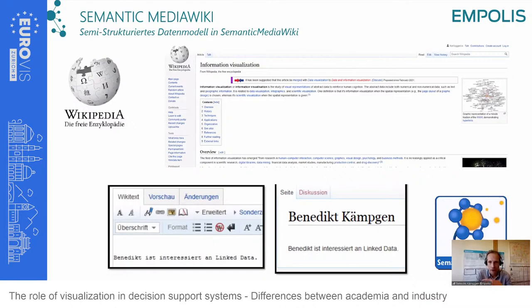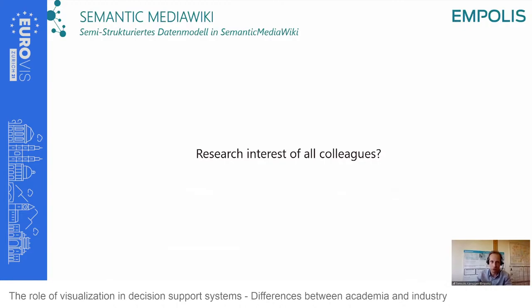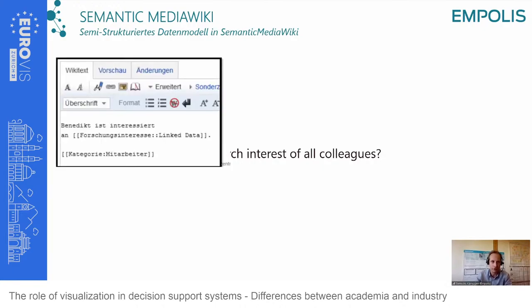MediaWiki by itself would just allow me to do something like this: write "Benedikt is interested in linked data", and then this gets stored and displayed. But when I would then want to know what is the research interest of all colleagues, I would not be able to answer this question using Wikipedia. That is why Semantic MediaWiki was invented, and it allows you to annotate these pages, like "Benedikt is interested in linked data", or his research interest is linked data, and he is of the category employee.